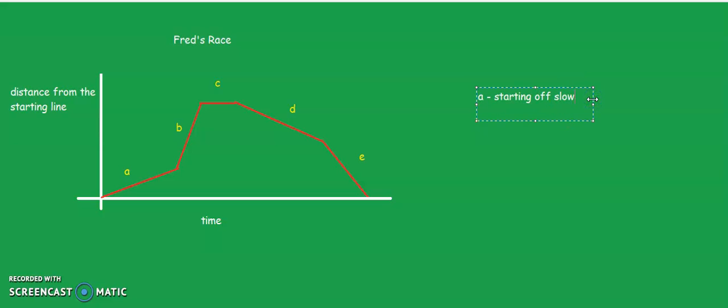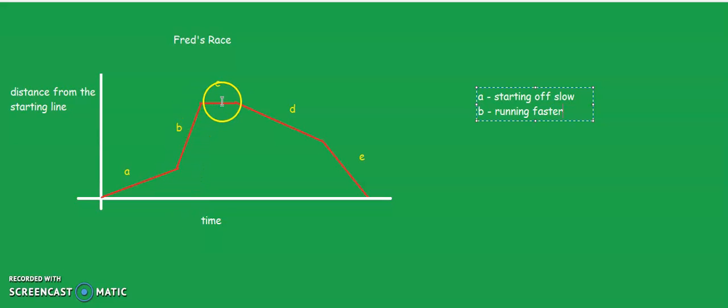And what's happening in part B? After a certain amount of time, he's warmed up and he's ready to increase the speed. It's very steep, so he went a lot faster. In part B, he increased his speed. He's running faster. So he started off slow, and then at this point in time right here, he started going fast.